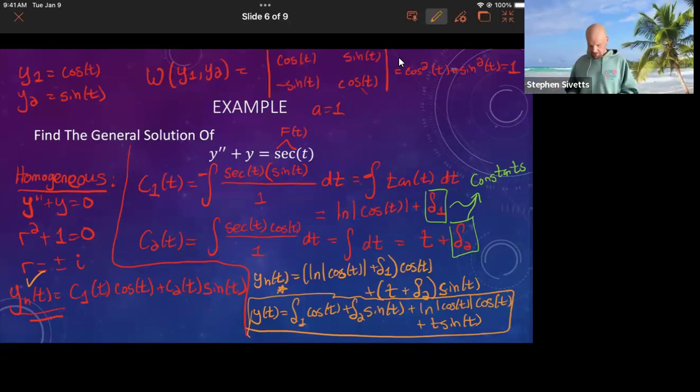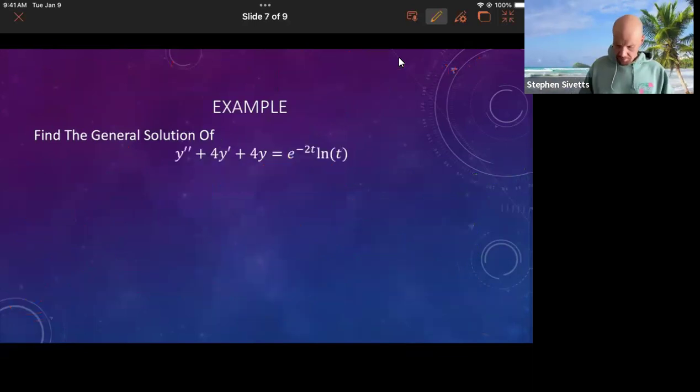So here's another example. I want you to work on this too. Try to figure out the general solution of this differential equation. Pause the video and solve it using the variation of parameters method. Okay, so I assume you worked on this example. Let's actually work it out ourselves.